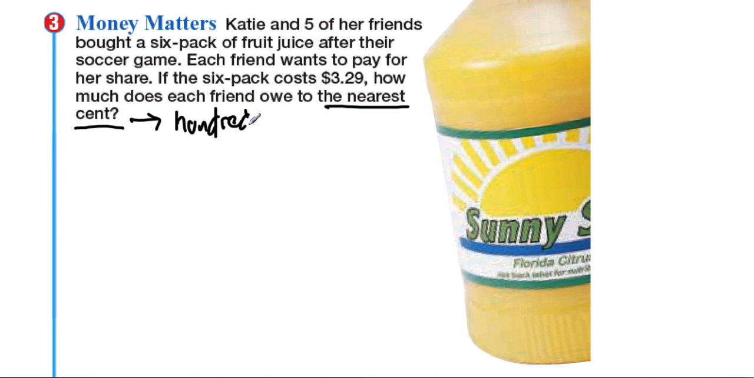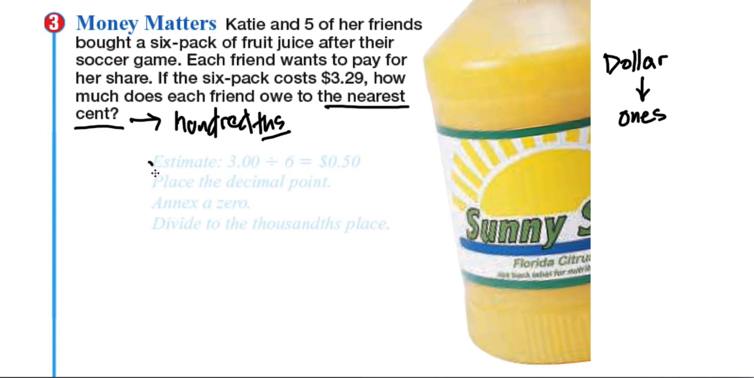So when they say the nearest cent, you're rounding to the nearest hundredths place. In some problems, they're going to ask you to round to the nearest dollar. When they say round to the nearest dollar, it means round to the ones place. So that's a good tip right there. So let's find out. We want to take $3.29 and divide by 6 because there are 6 of them, Katie included, of course. Estimate first: $3 divided by 6. The answer should be around 50 cents.